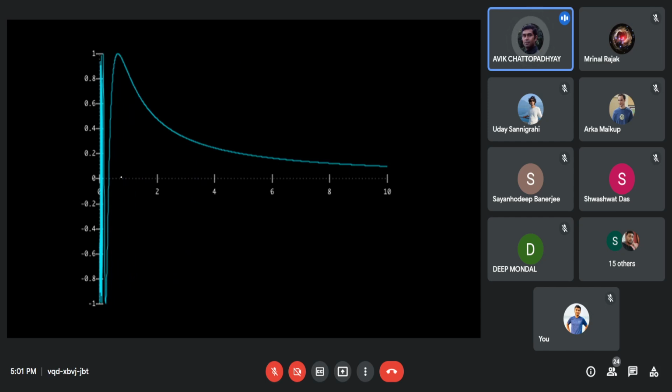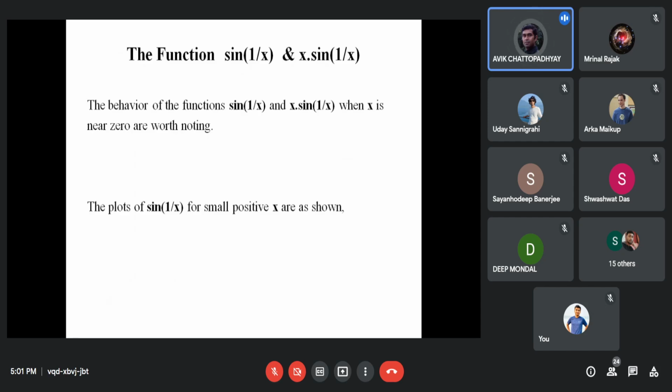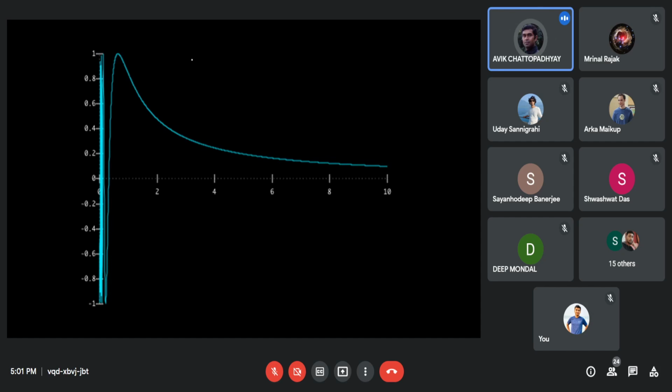Now, what was the original function? Sine 1 by x. That means when 1 by x is 0, please note, when 1 by x is 0, that means x is infinity. And this is the nature. Look at it. The first 0 is trying to meet or cross at infinity. That is why this asymptotic nature, decaying, trying to touch, but cannot touch ever at infinity.